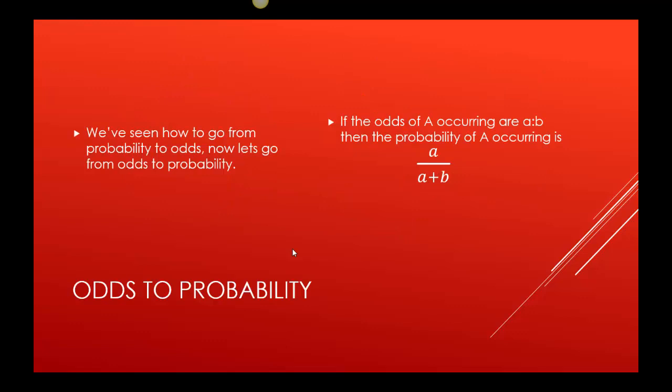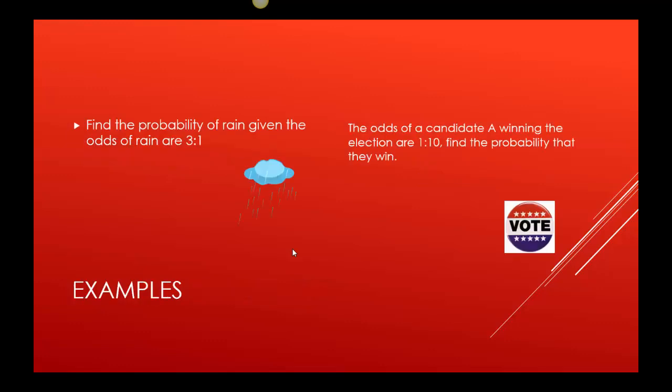Okay. We've seen how to go from probability to odds. Now I need to go from odds to probability. So I want to say if the odds of A occurring are A to B, then the probability of A occurring is A over A plus B. With probability, I need the denominator to represent all different things that can happen.